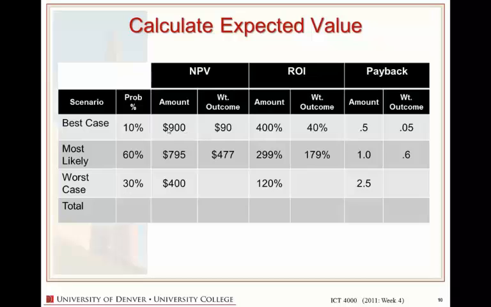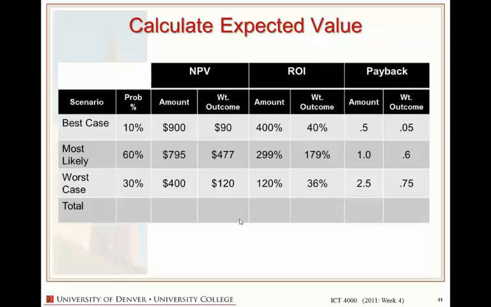And then I do the same thing with the best case. I take the 10% probability, multiply it by the $900,000, and come up with $90,000. Apply that to the ROI of 400% and come up with 40%. And multiply the 0.5 payback, the 6-month payback in this case, and come up with 0.05 in terms of my weighted outcome. I apply that 30% to each of my net present value, ROI, and payback. So 30% times 400 is 120,000. 30% times 120% is 36%. And then 30% times 2.5 is 0.75 as the weighted outcome.